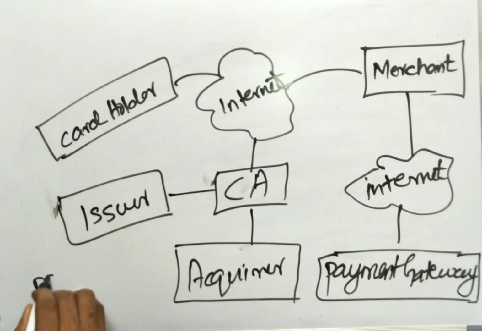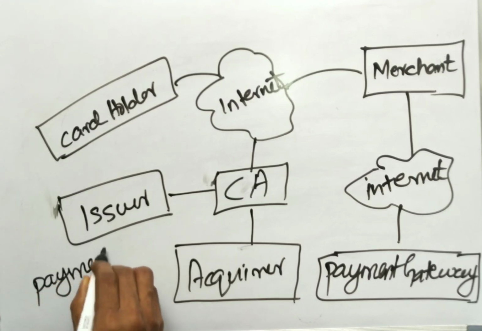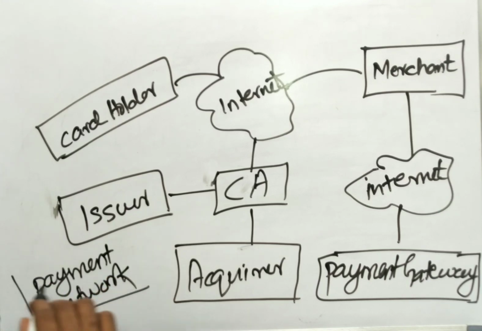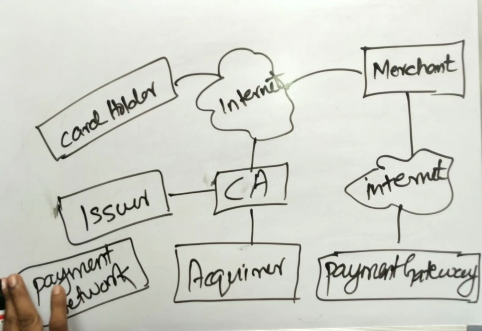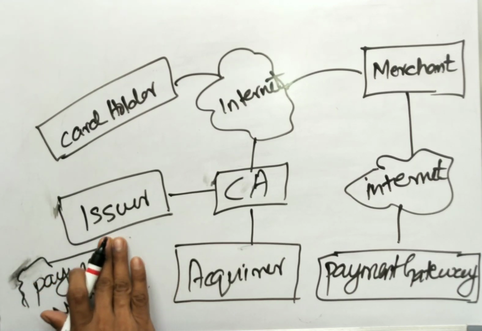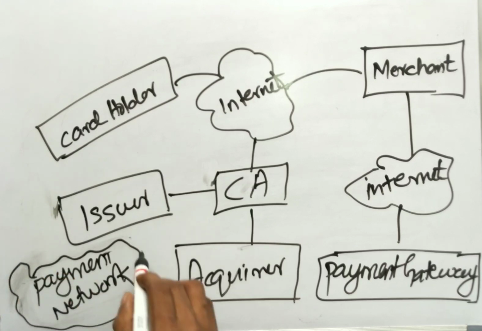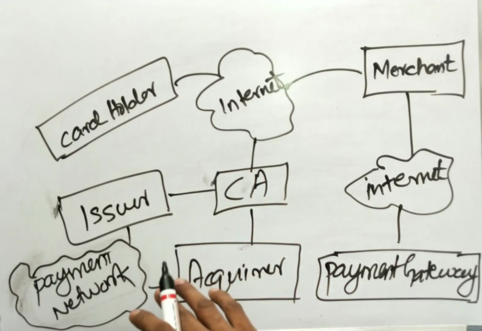And there is a payment network in between the issuer and the acquirer, the payment network. So this is more like a network. Payment network between the issuer and the acquirer. So this beautiful picture makes the thing. Okay, so this is all about the secure electronic transaction protocol.